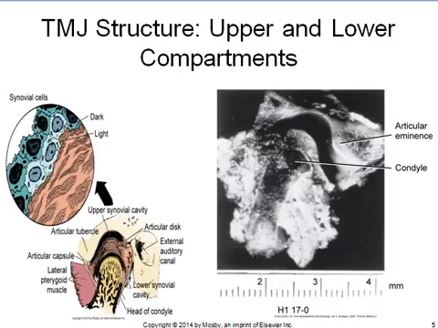The TMJ cavity is divided by the articular disc. The upper compartment is bound by the articular fossa above and the articular disc below. The lateral, medial, and posterior boundaries are enclosed by the capsule that outlines the TMJ. The lower compartment is bound by the disc above and by the head of the condyle below.